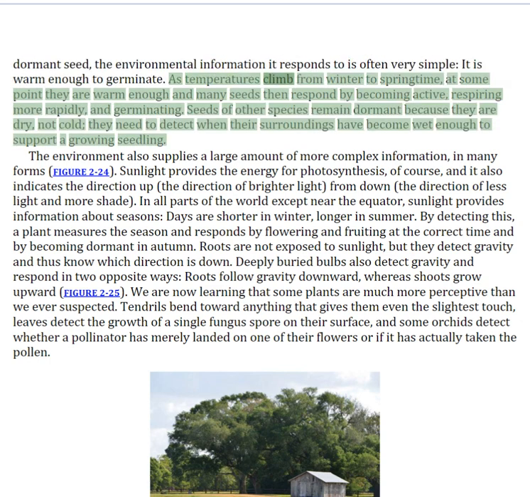As temperatures climb from winter to springtime, at some point they are warm enough and many seeds then respond by becoming active, respiring more rapidly, and germinating. Seeds of other species remain dormant because they are dry, not cold. They need to detect when their surroundings have become wet enough to support a growing seedling.